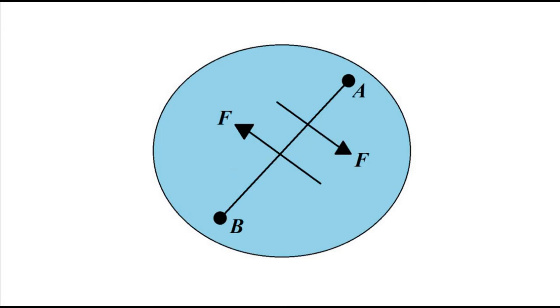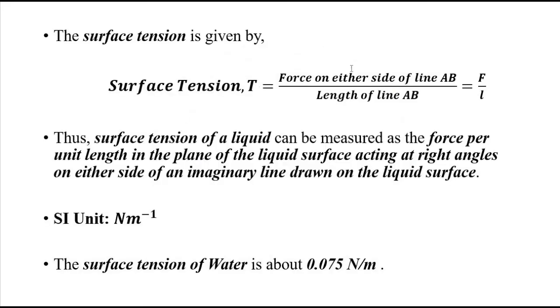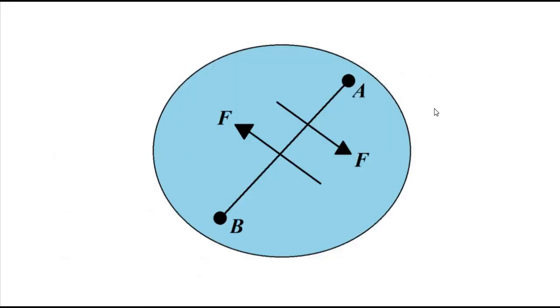So the surface tension T is the force acting on either side of the line AB, divided by the length of the line AB, that is, this length. So that is the force of surface tension.